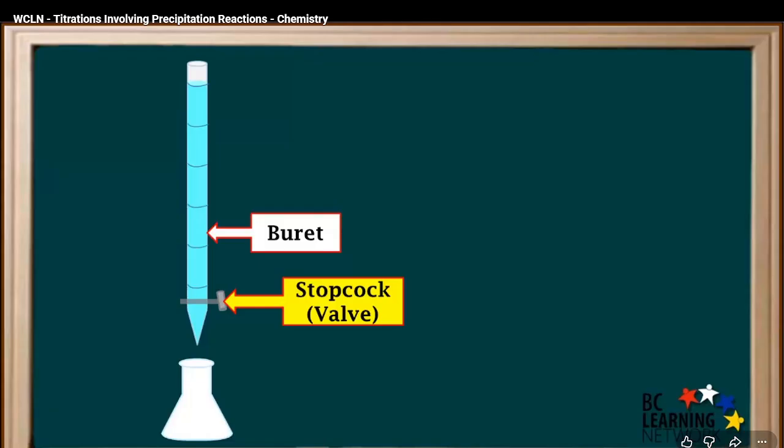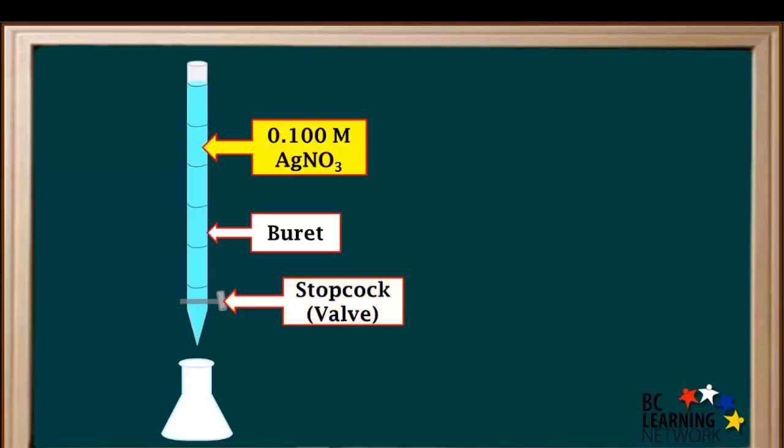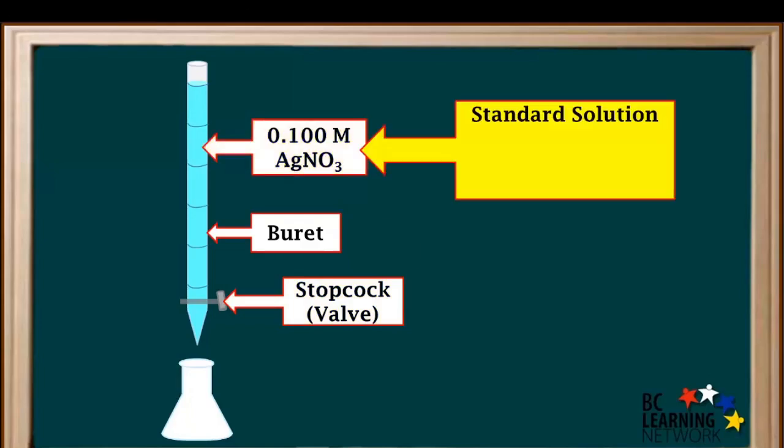Liquid will drip or flow out of the bottom of the burette. In this example, the burette is filled with 0.100 molar silver nitrate solution.